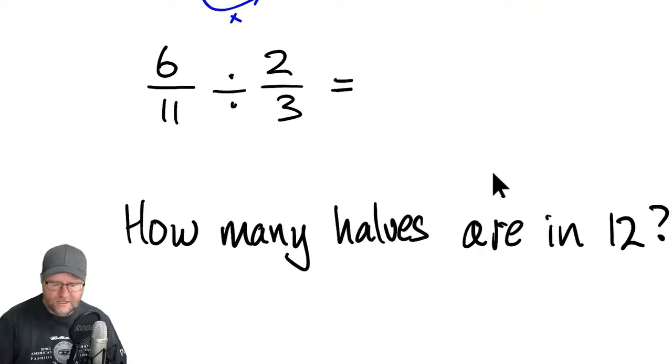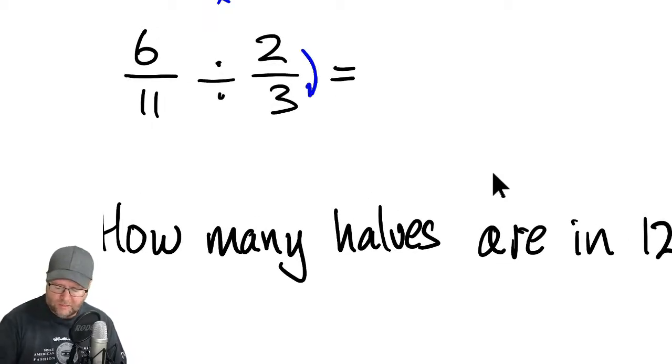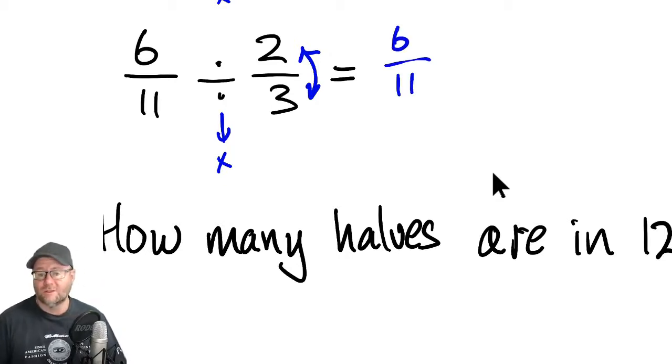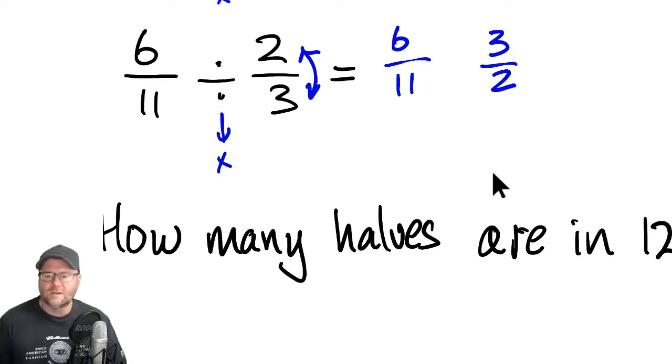Now, dividing fractions, there's one little trick. They're pretty easy, but we need to flip the second fraction upside down, and our divide becomes a times. So let's do that. The 6 over 11 I don't touch. I flip my 2 over 3 upside down. In other words, I create what we call the inverse, right? Which is when I turn a fraction upside down, and my divide becomes a times.